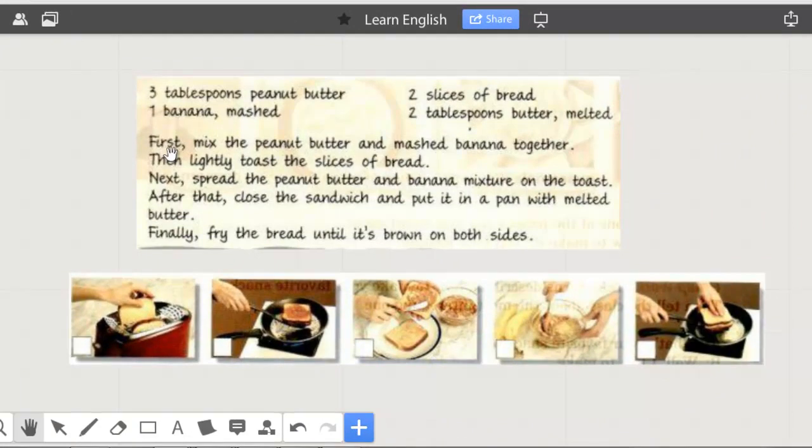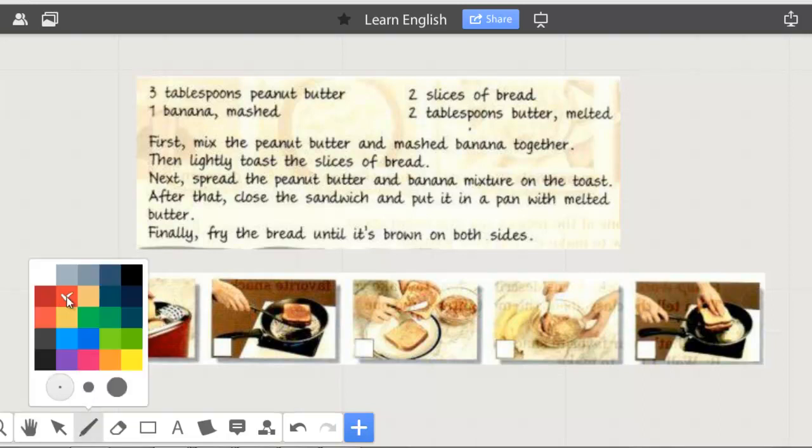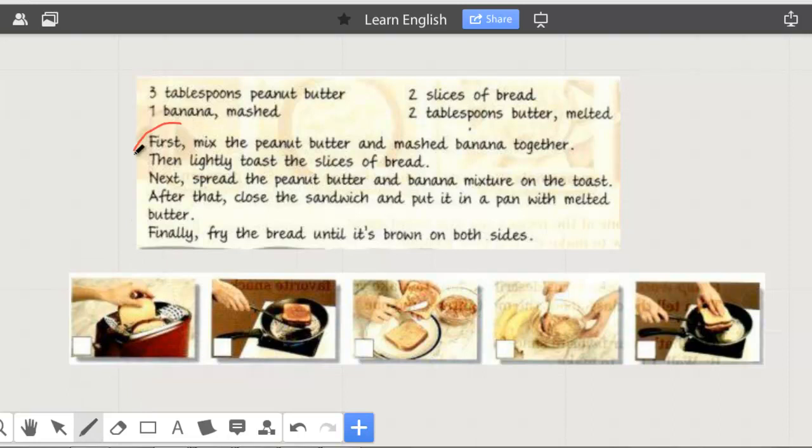And the last thing that I would like for you to do is to think about your favorite food recipe. And I want you to write down all the ingredients that you're going to need. So for example, we have, in this case, 3 tablespoons peanut butter, 1 banana mash, 2 slices of bread, 2 tablespoons butter, and we want that to be melted. And then you use those sequence adverbs in order to explain your ideas. So for example, we use first, then, next, after that, and finally. So I would like for you to do something similar, but explaining your favorite food recipe.